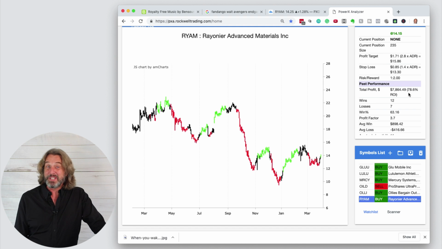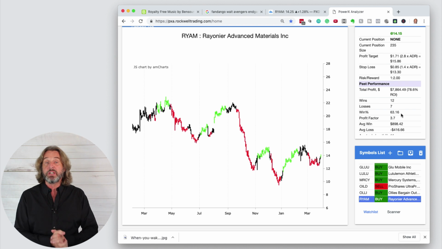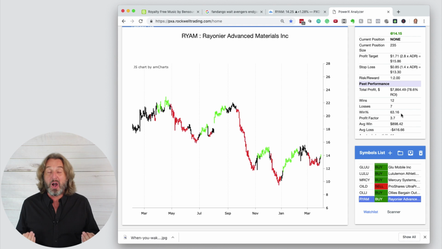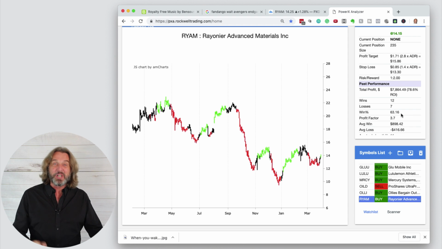How do you like this? That's pretty good, right? It also shows me that I would have had 12 wins and 7 losses, meaning that my winning percentage is 63%. So out of 10 trades, I can expect 6 trades to be winning trades. These numbers give me confidence in this trade to actually place the trade.